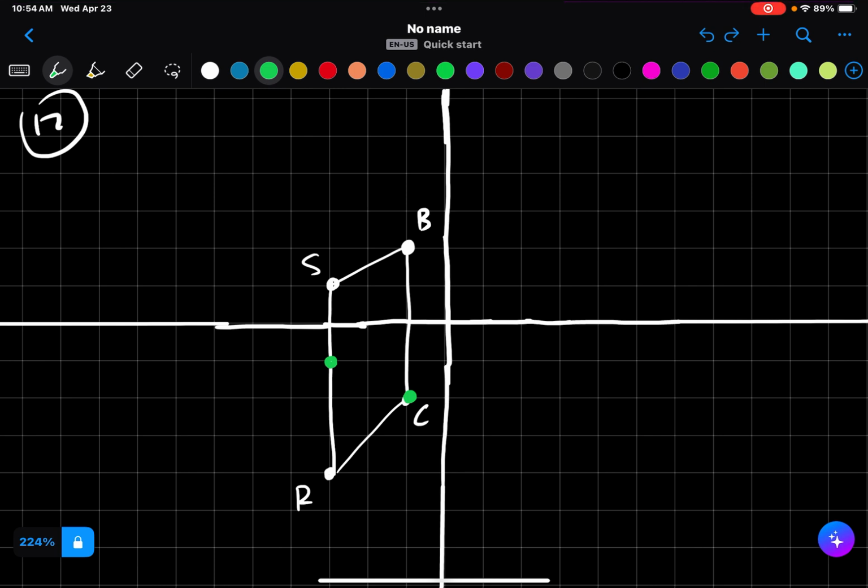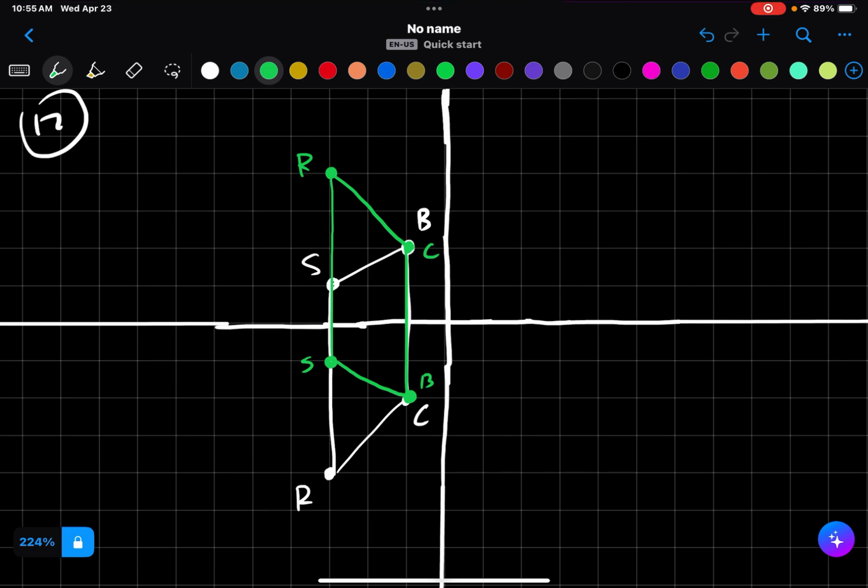So point R is 4 below, so now it's going to be 4 above. I should even label these. And point C used to be 2 below, now it's 2 above. So essentially, point B and C flipped. That's like the best way you can think about it. They just flip positions. So now connect your dots.